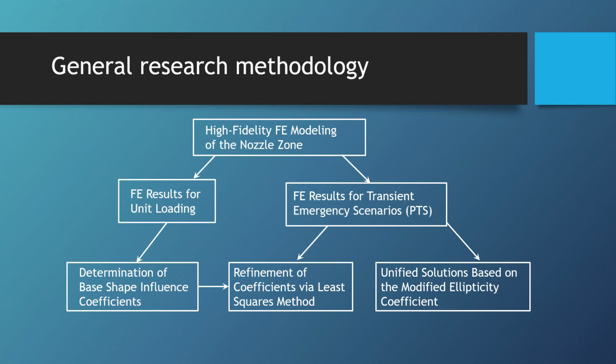These influence coefficients were created for two limiting cases of the elastic modulus ratio. We refined the influence coefficients using the least squares method. This was done by using data from full emergency scenarios. We developed a unified approach for the 5 to 15% crack size range by introducing a modified ellipticity coefficient.